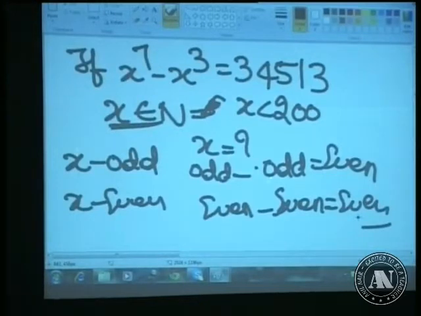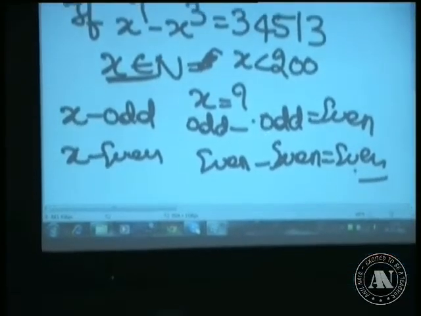Odd minus odd is even. Even minus even is even. Right hand side, definitely it should be an even number. What is the right hand side? Answer is no value of x. Beautiful question which explains the importance of number 3. Go through the basics.